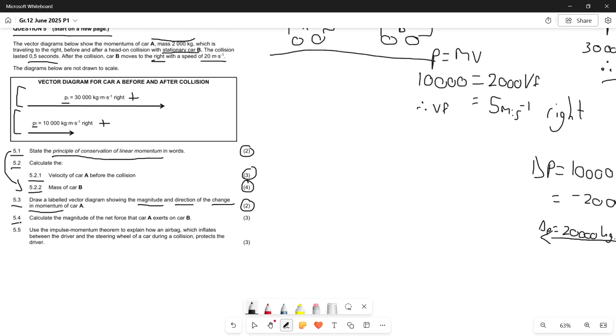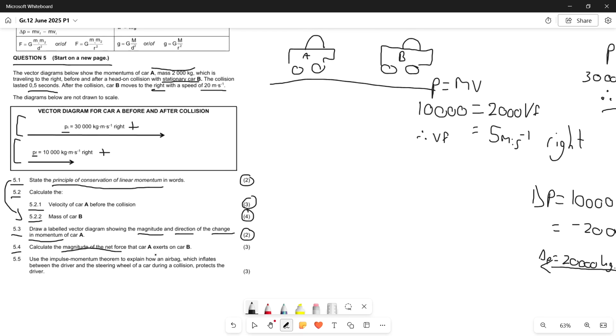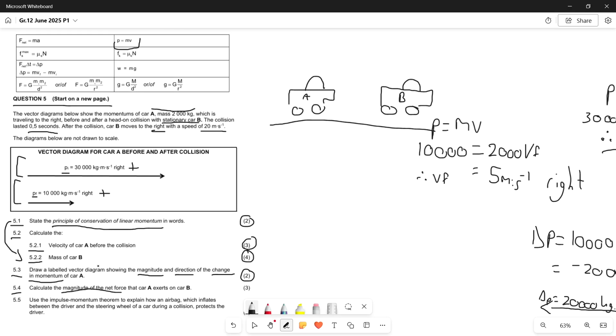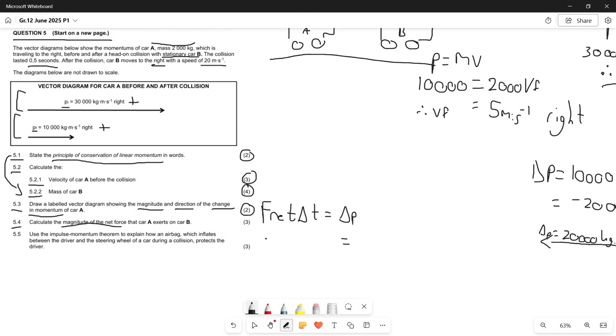Cool. And then 5.4 says calculate the magnitude of the net force that car A exerts on car B. So we're just looking at car A here, and the net force is this formula up here. It is our F net delta T equals our change in P, our change in momentum over there. Okay, so we are going to use this formula here. So I'm just going to write it down. So F net is what we want, so we do not have that yet. Delta T over here was given to us. It was 0.5 seconds. That's what they said up here. The collision lasted 0.5 seconds, so we can just plug that in over here.